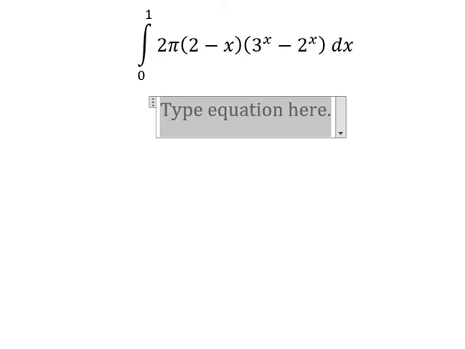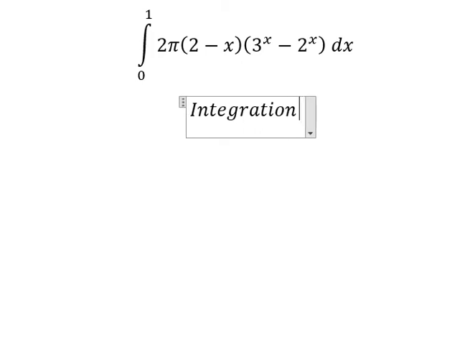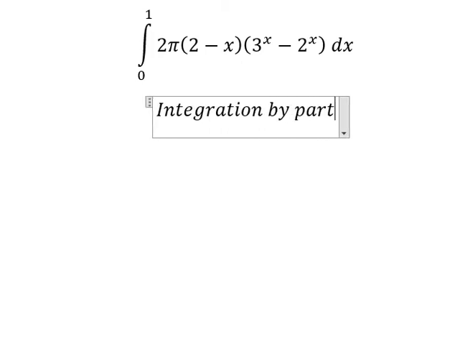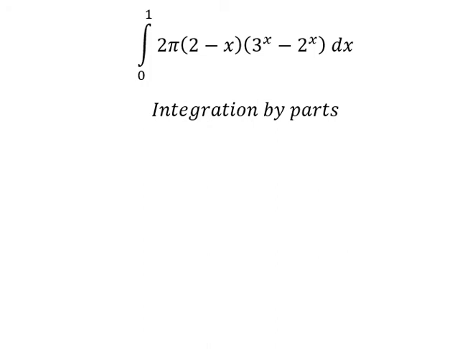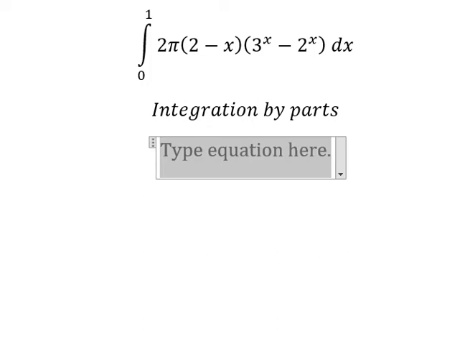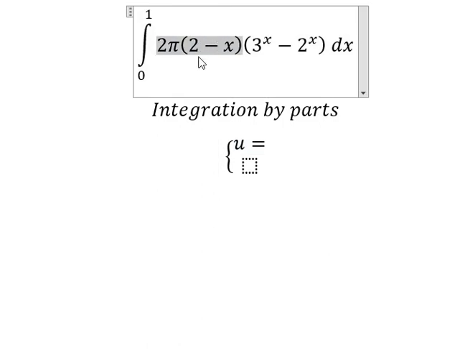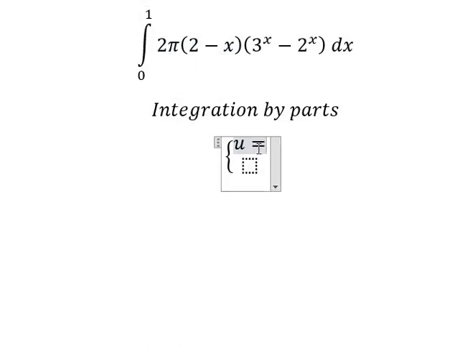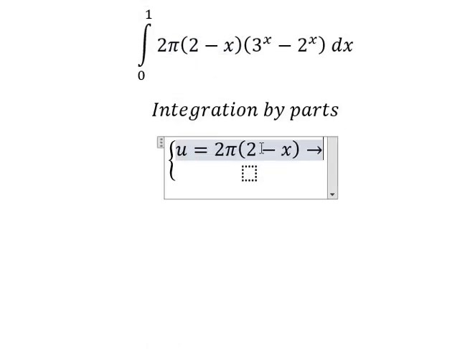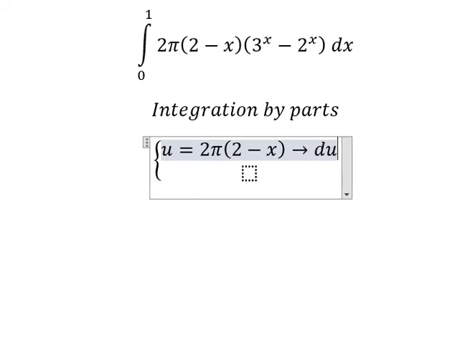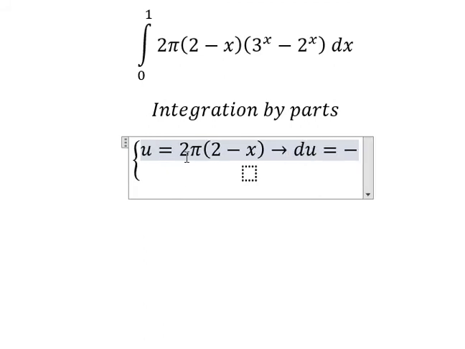We need to use integration by parts. So I will put u equals to 2b multiplied by 2 minus s. Later, we first take the derivative of both sides, and we have negative 2b.